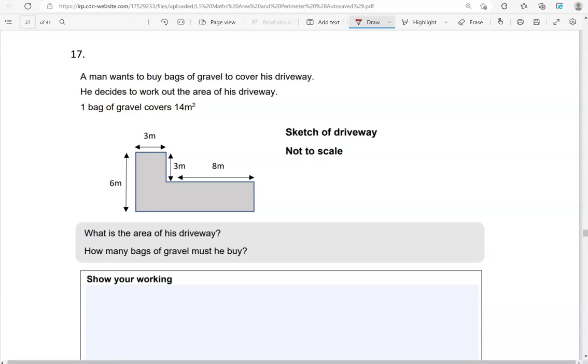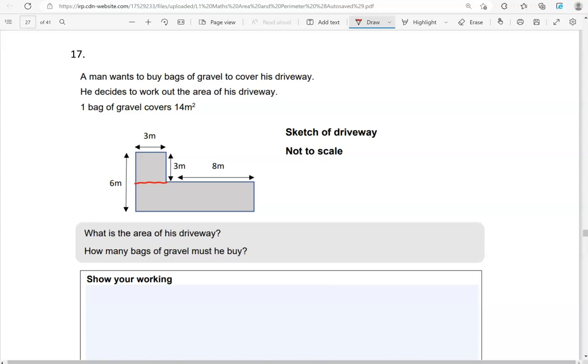A man wants to buy bags of gravel to cover his driveway. He decides to work out the area of his driveway. 1 bag of gravel covers 14 square meters. What is the area of his driveway? How many bags of gravel must he buy? So the area is L-shaped, so I'm going to split it into 2 and work it out this way.